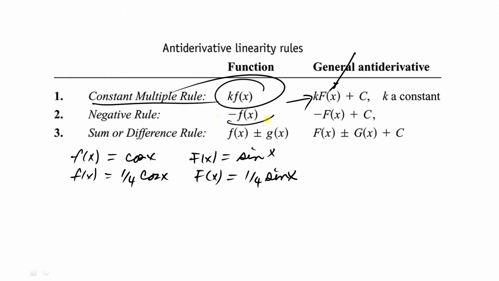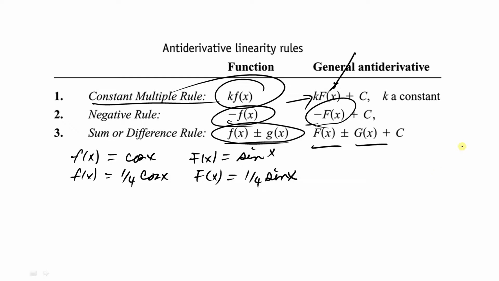The negative rule is pretty obvious. If you want the antiderivative of minus f of x, take the antiderivative of f of x and multiply it by a negative. And then finally, the sum and difference rule. The antiderivative of f of x plus g of x is just capital F of x plus capital G of x, and the same goes if it's a difference.